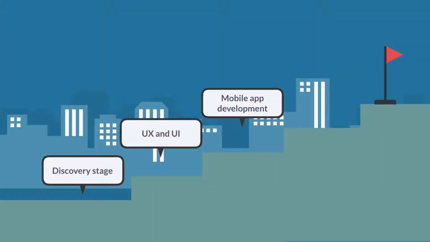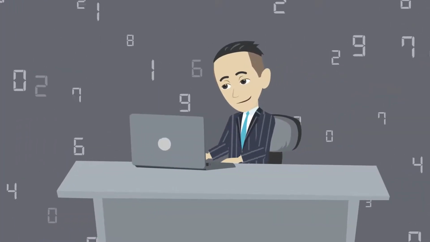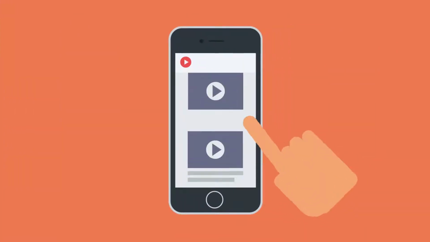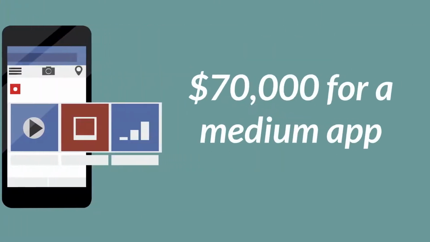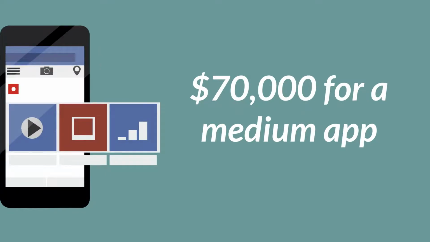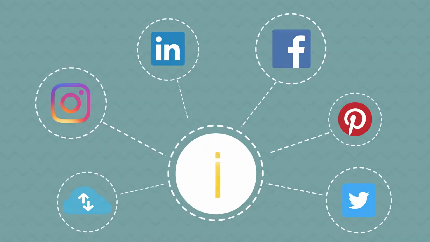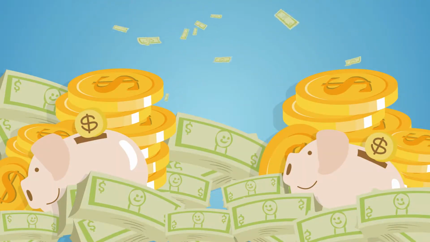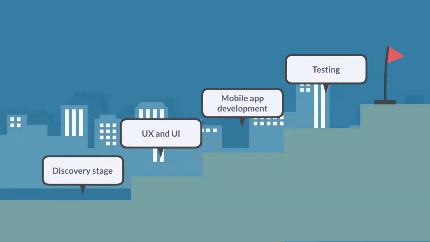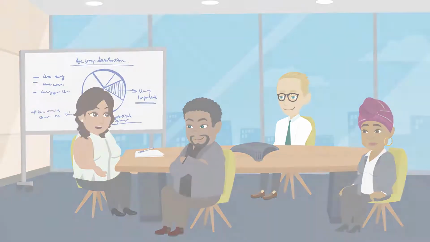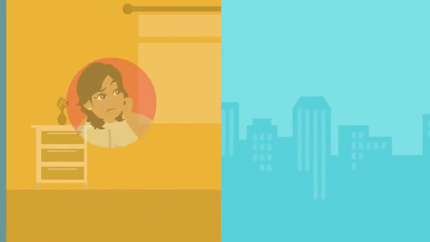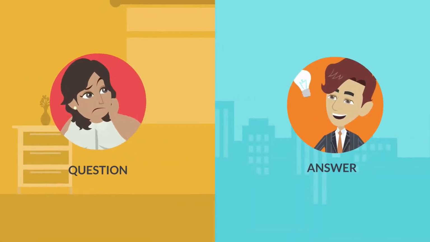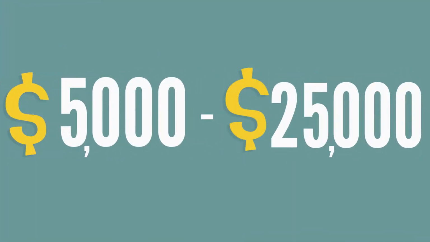The third stage, mobile app development, is the key phase, during which the code base of an app is created. It usually costs around $10,000 for a small app and can reach up to $70,000 for a medium app. The development cost of huge apps can be calculated in hundreds of thousands of dollars. The fourth part is testing. It's an essential part during which the development team checks the app's functionality to identify any problems and bugs. This stage usually takes 1/3 of the time needed for app development. Hence, its average cost is around $5,000 to $25,000.